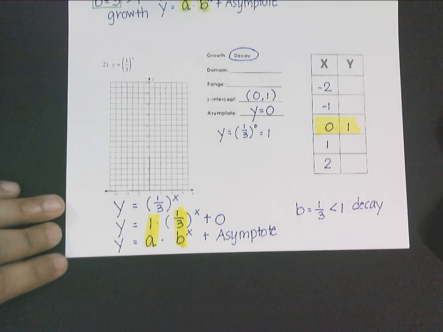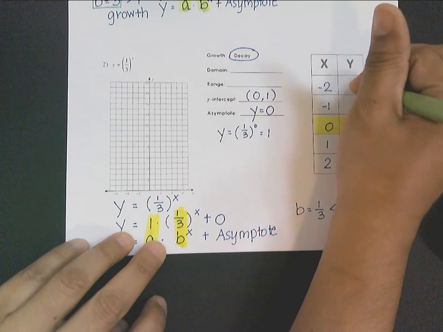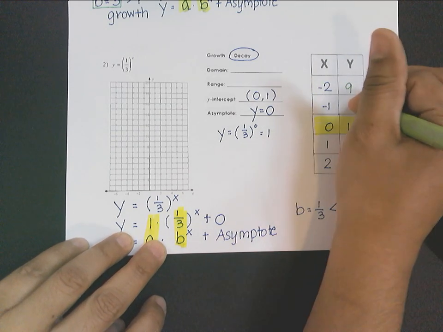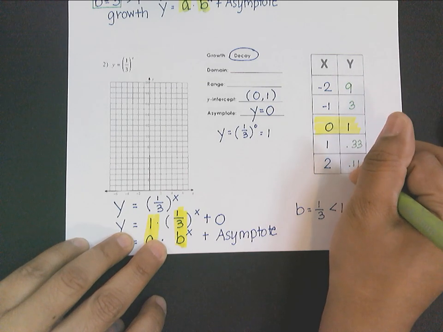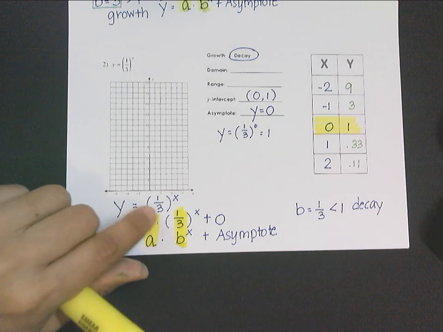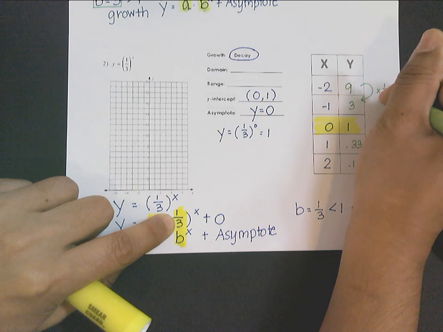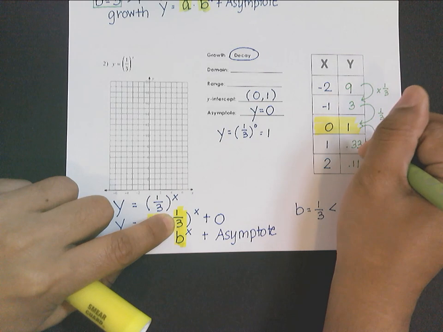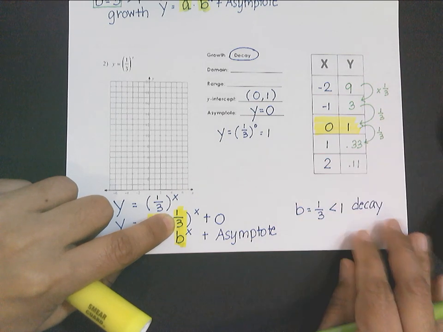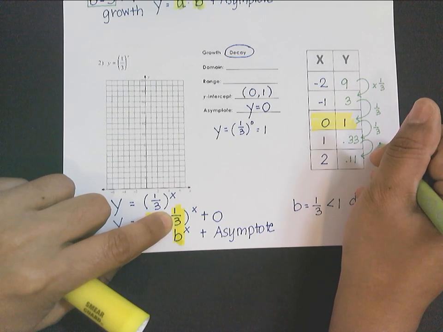Then, of course, you get your calculator and you figure out your other x values of -2, -1, 1, and 2. And so I've already done that. And so, therefore, it's 9, 3, 0.33, and 0.11. So, again, the factor is saying that it's 1/3. So if I multiply 9 times 1/3, I'm going to get 3. If I multiply 3 times 1/3, I'm going to get 1. If I multiply 1 times 1/3, I'm going to get 1/3, or in decimal, 0.33. If I multiply 0.33 times 1/3, I'm going to get 0.11.